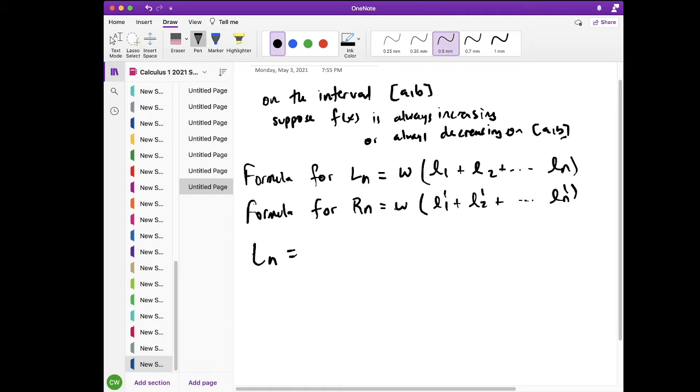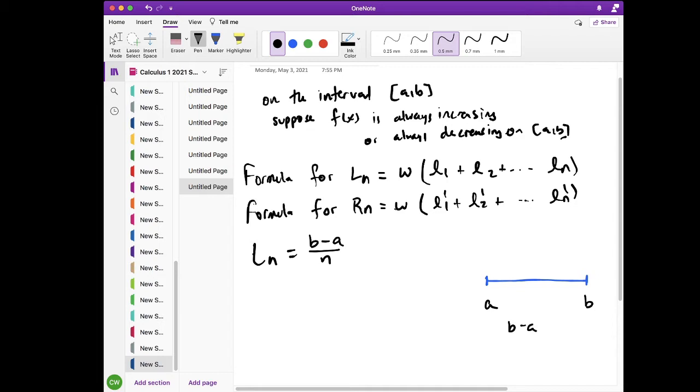Do you remember what W means? There's a formula for W. If you don't remember, you can make it up. Yeah, it's B minus A, well, over n, right? B minus A over n. That's fine. So if you forget that, just remember that what is B minus A?